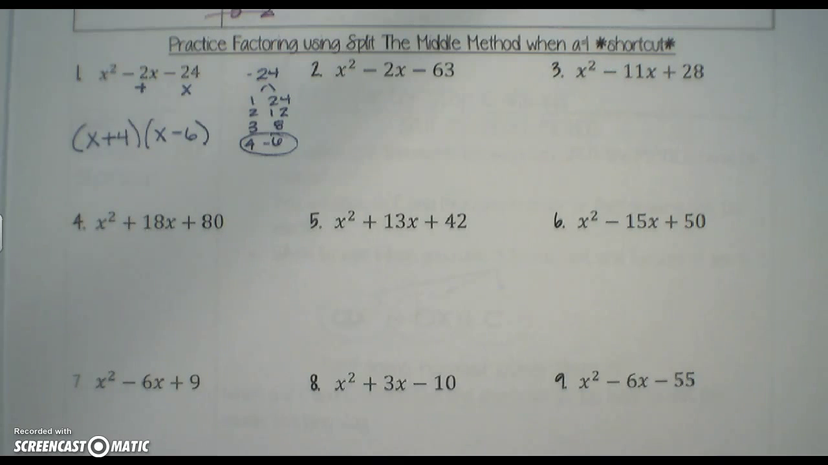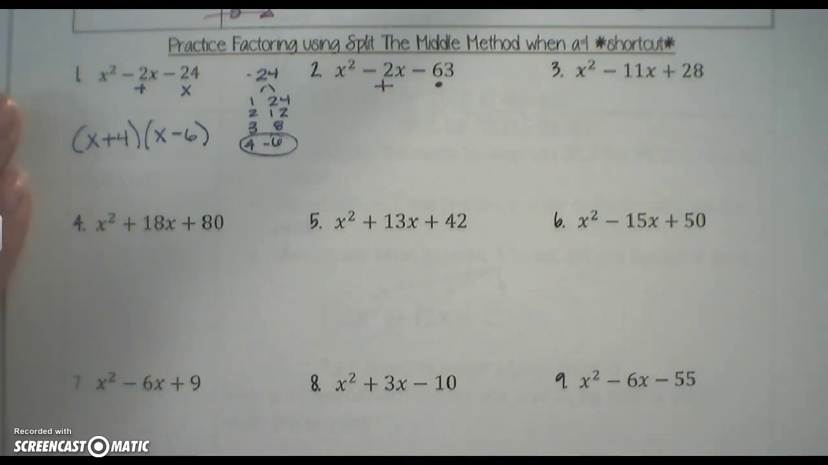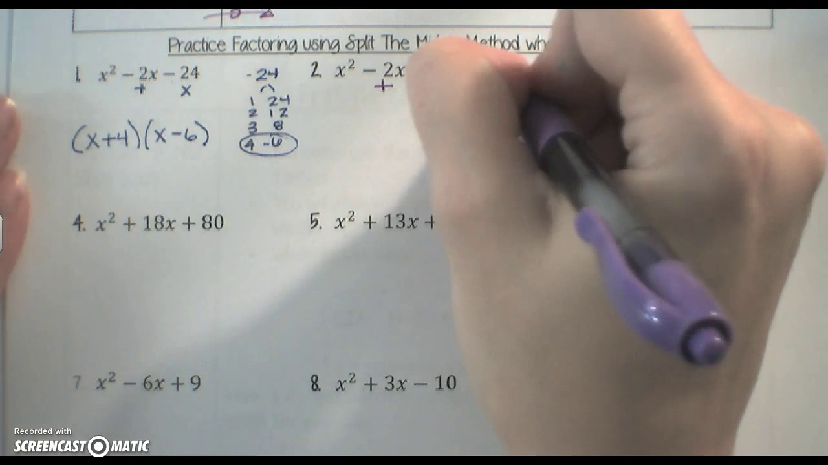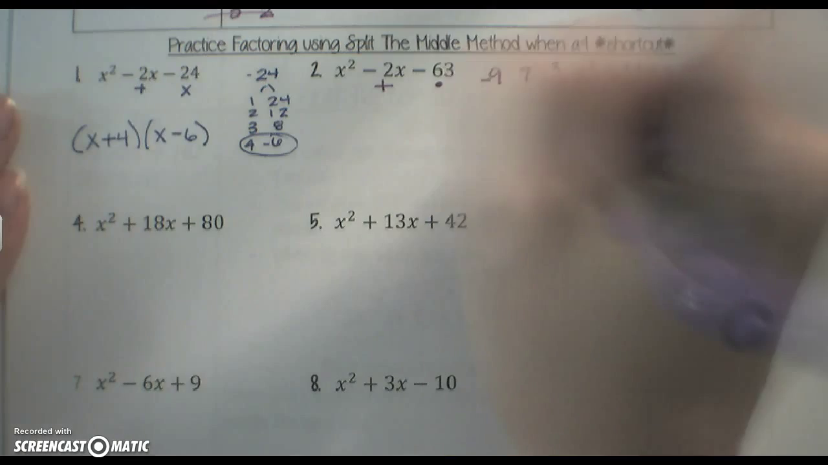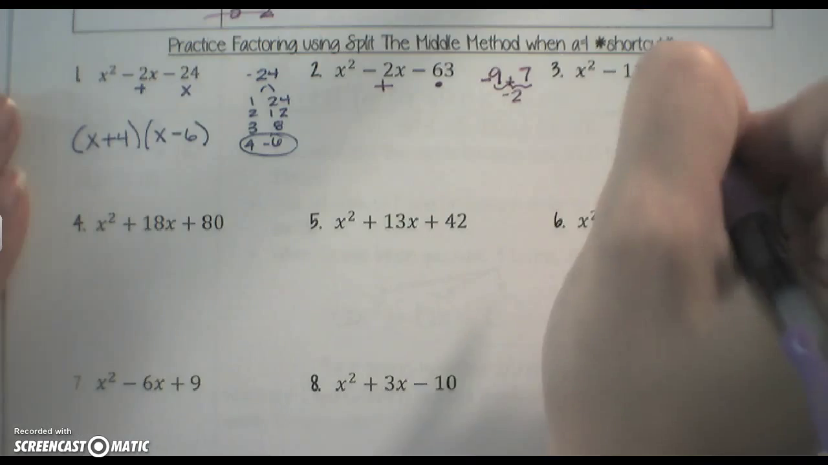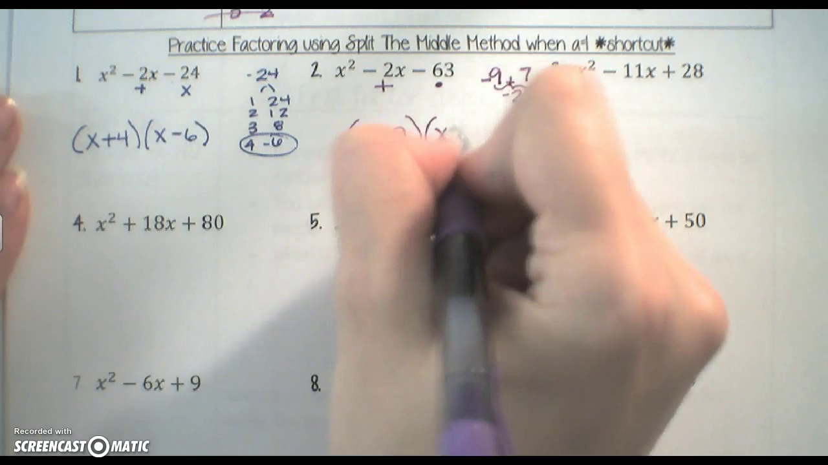So number 2, factors of 63 that add to get 2. Well, automatically I think 9 and 7. And yep, if it's 9 and 7 and I make the 9 negative, then those together would add to get negative 2. So x minus 9 and x plus 7.